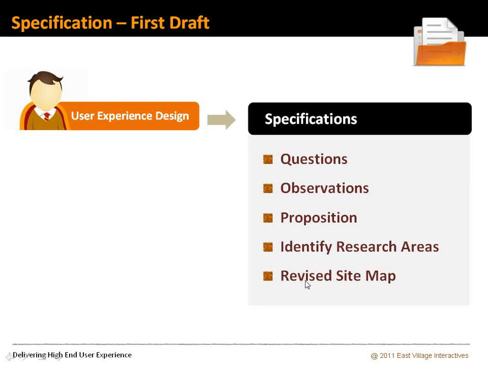Now the revised sitemap, the reason why we put it here is that in any online product, you have a certain sitemap where you identify the architecture that each section would further have these categories or links and so on. So how is this sitemap being changed now based on the specifications gathered so far?